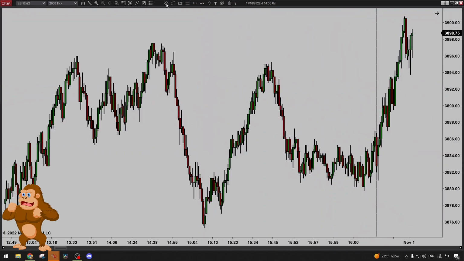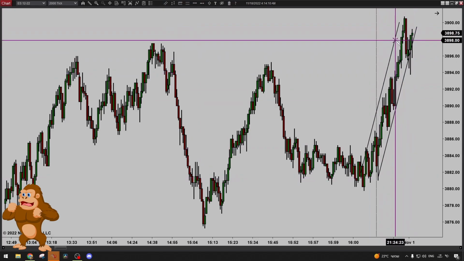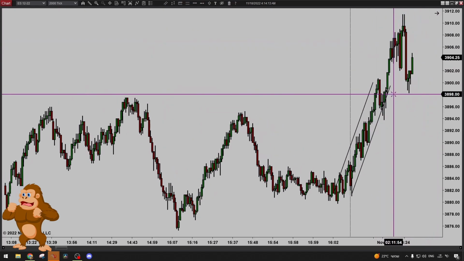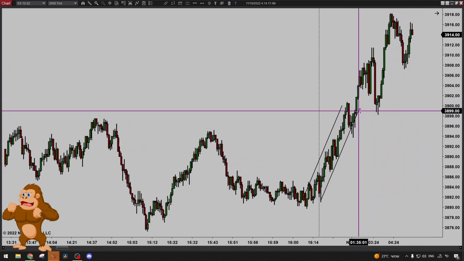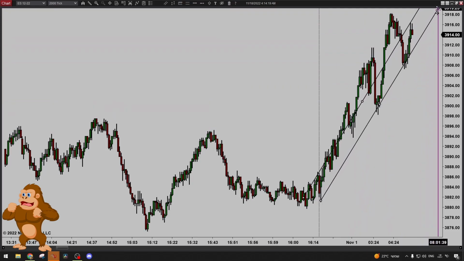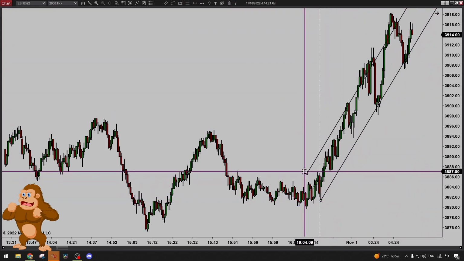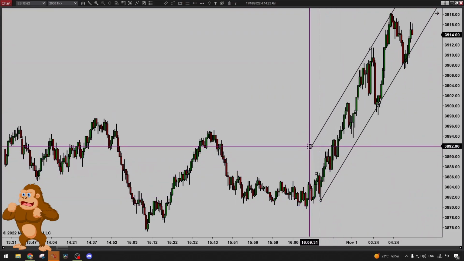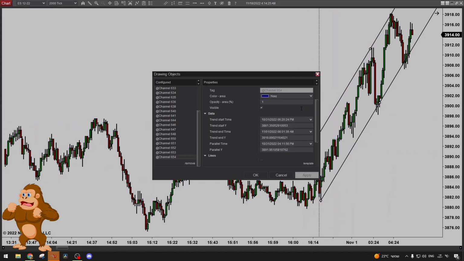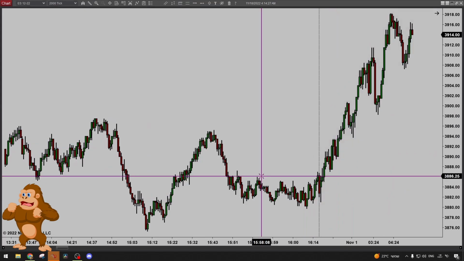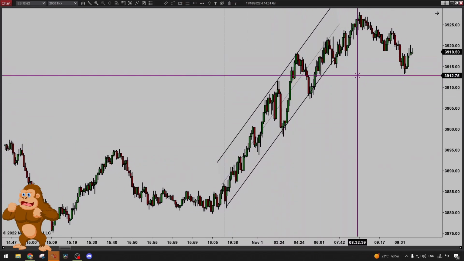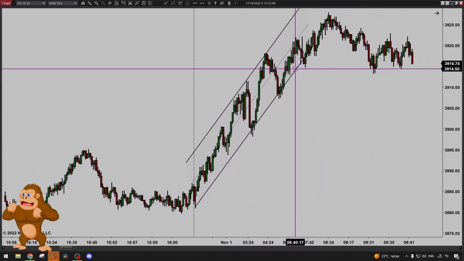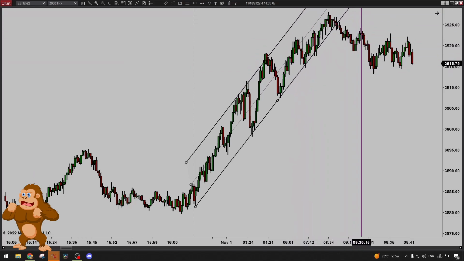For example, you are here. You draw your channel like this, expecting a break and new high. Now we got your break and a new high. Now it's time to adjust the channel. Maybe it's something like this. Does it fit? Midline. See, you adjust it all the time.